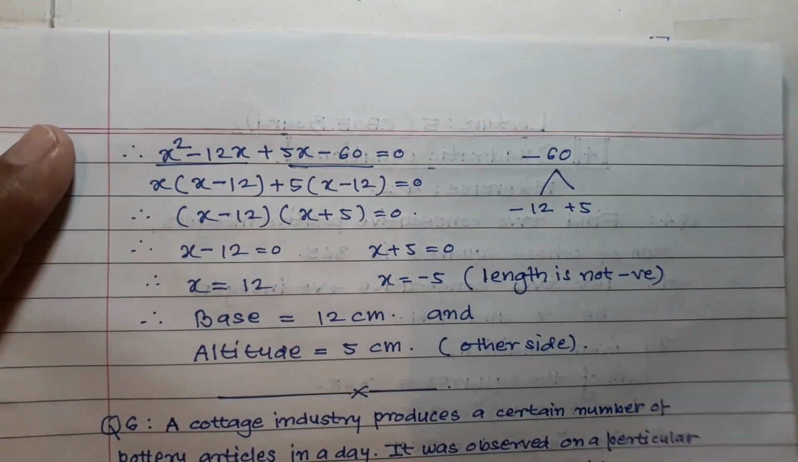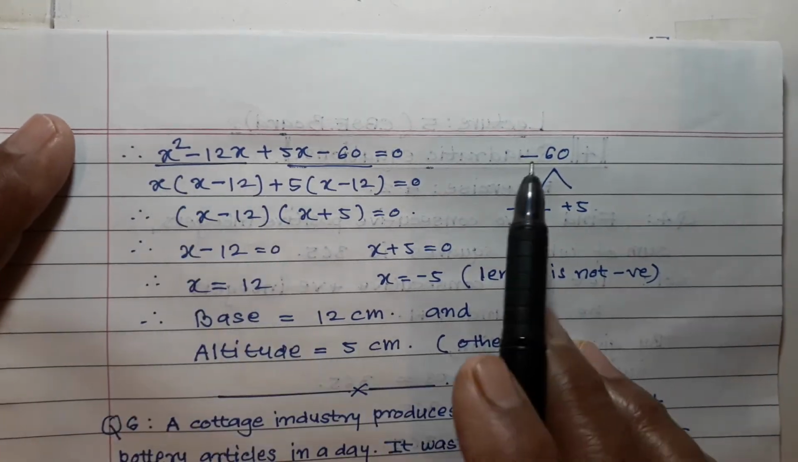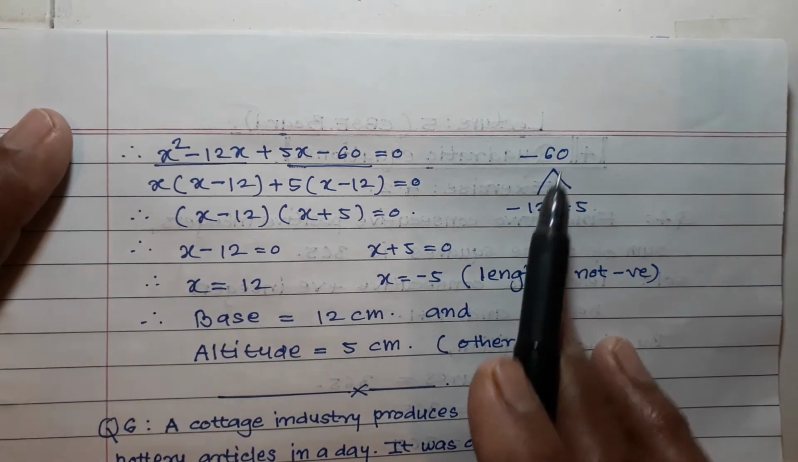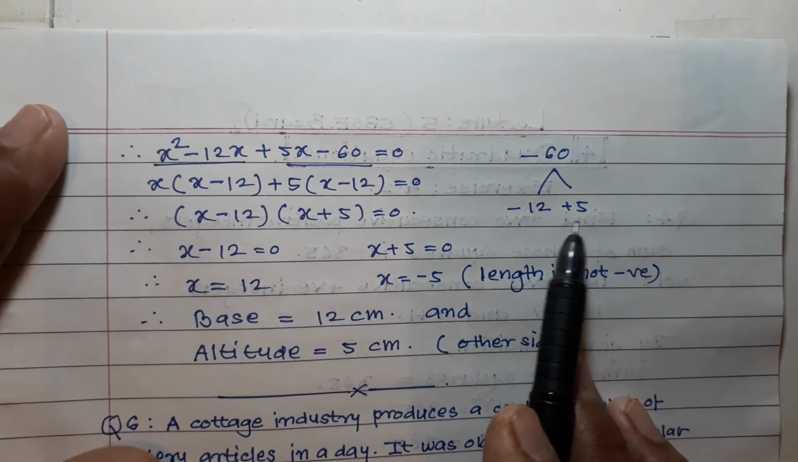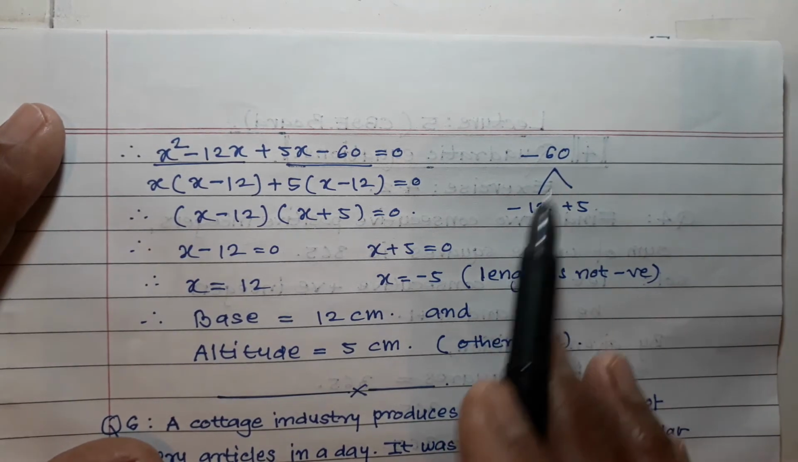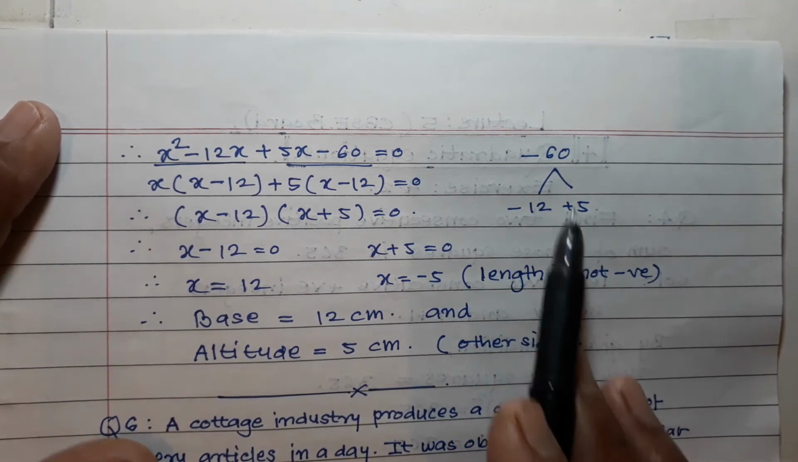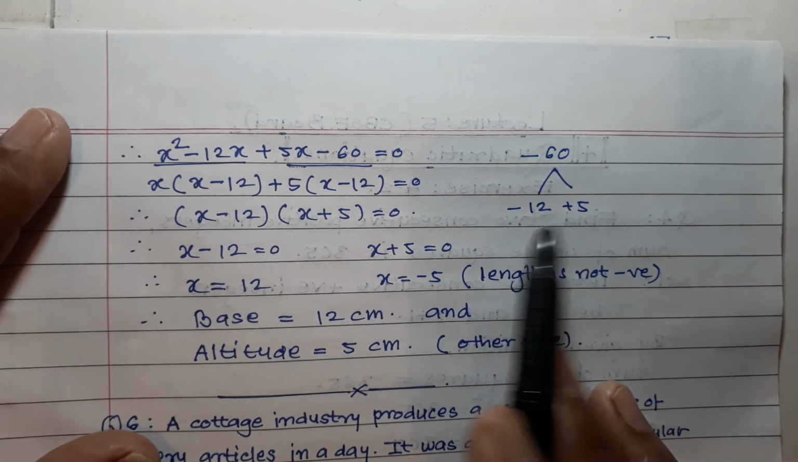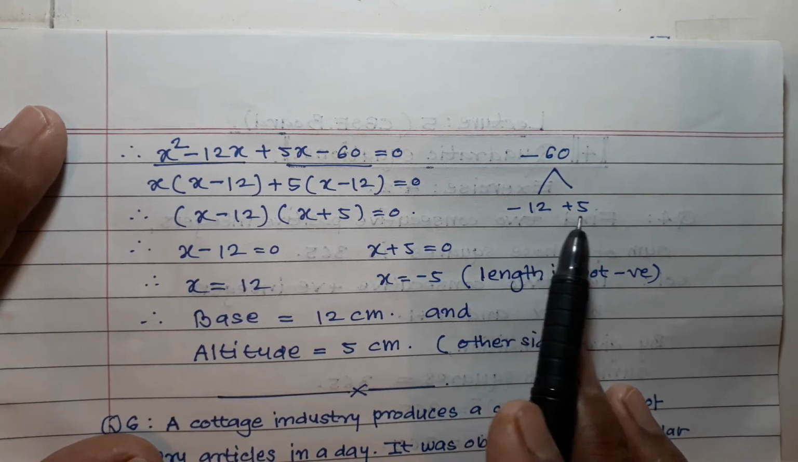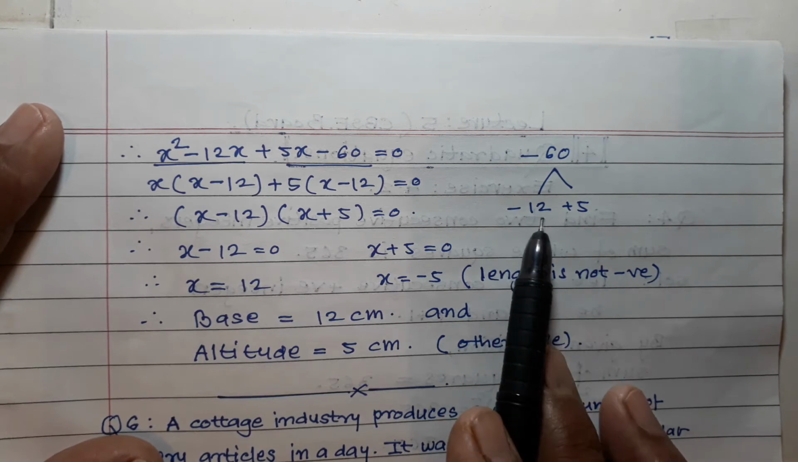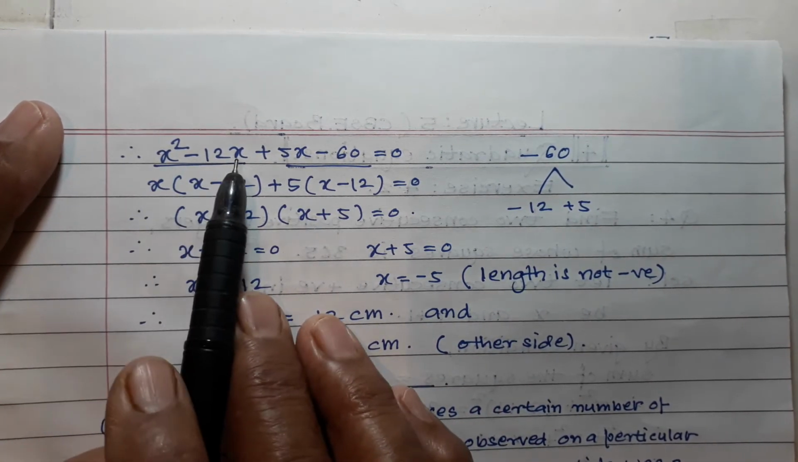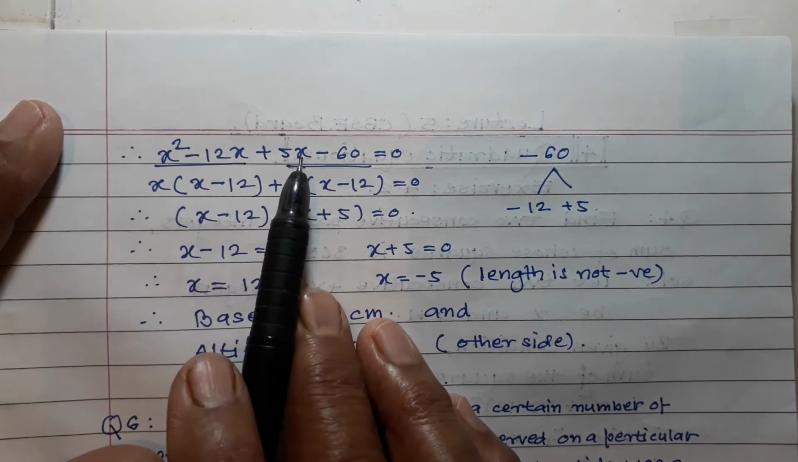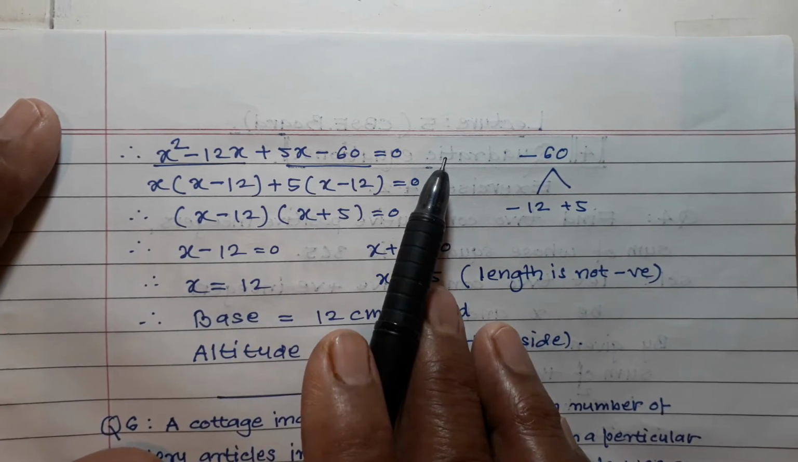And therefore now split up minus 60 such that subtraction is equal to 7. Okay, so you know 12 into 5 is equal to 60 and 12 minus 5 is equal to 7. So therefore x square minus 12x plus 5x minus 60 is equal to 0.